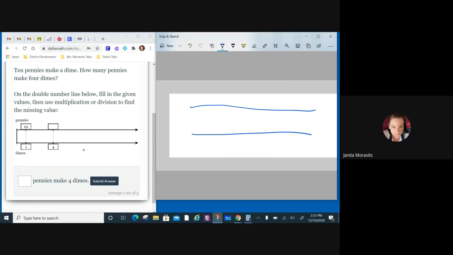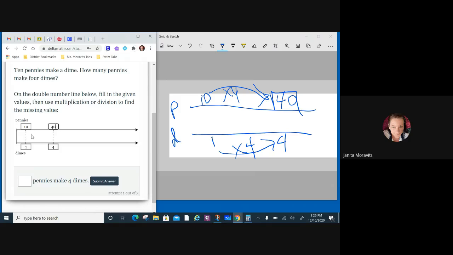we are making it bigger because we have 10 pennies, 1 dime. We don't know how many pennies we need for 4 dimes. So we're going bigger, so we're going to multiply. 1 times what gives you 4? It's 1 times 4 that gives you 4. So we have to do the same thing up here. 10 times 4 gives us 40. So there are 40 pennies that make 4 dimes.